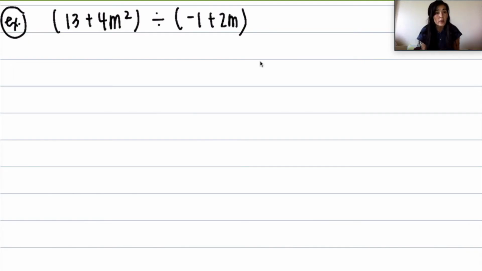All right, guys, so in our final example for this lesson, there are actually two things that I want you to watch out for as you guys are dividing, and you'll see them both in this example. So here we have 13 plus 4m squared divided by negative 1 plus 2m. The two things that I would like you guys to watch out for is number one, making sure that you are in descending order.